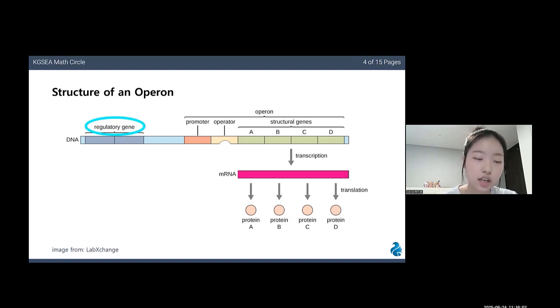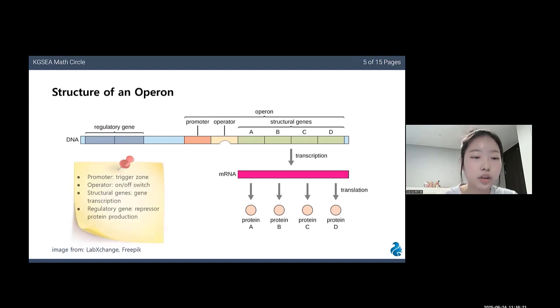The regulatory gene isn't technically inside the operon, but it plays an important role. The regulatory gene makes the repressor protein, which represses and turns off the operon. This gene is always being transcribed at a low level, so the repressor protein is always available to act when needed. To keep it short, the promoter is where the RNA polymerase starts, the operator is the on and off switch, structural genes are the actual genes that make proteins, and the regulatory gene makes the repressor, which turns the operon off.